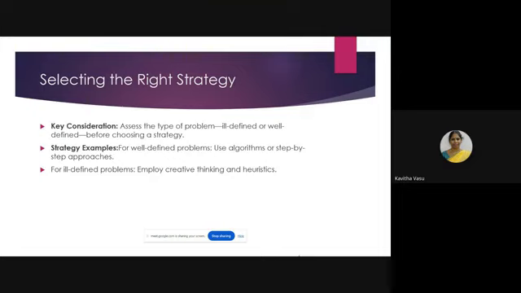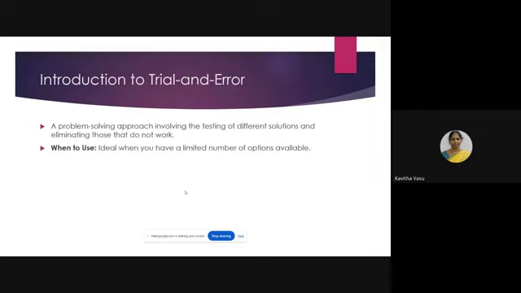The next strategy example is that algorithms or step-by-step approaches are recommended for well-defined problems, while creative thinking and heuristics are more suitable for ill-defined problems. So based on that, we have to select which strategy we apply. Likewise, we have to select.